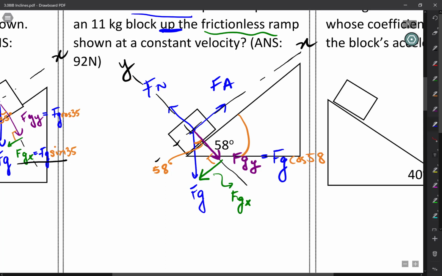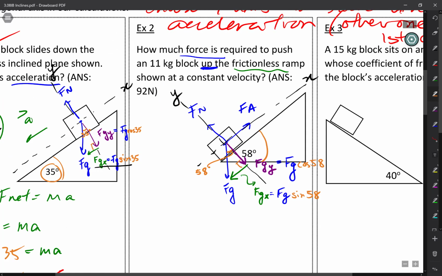For FGX, this is the opposite side of my angle theta. This is my FG sine of 58 degrees. Okay, so now I have done what I needed to set up my problem. Now what I want to find is how much FA I need.